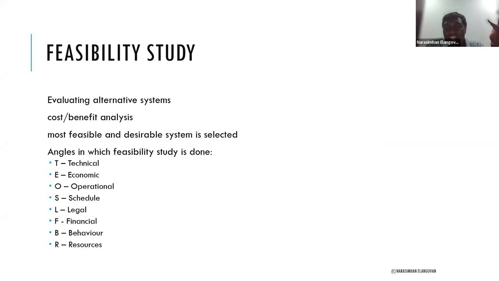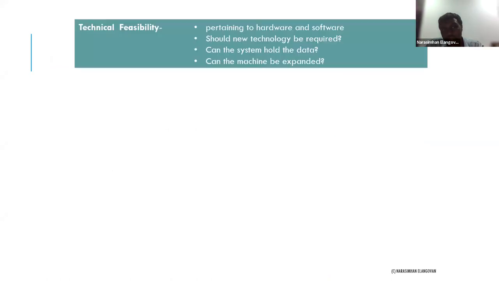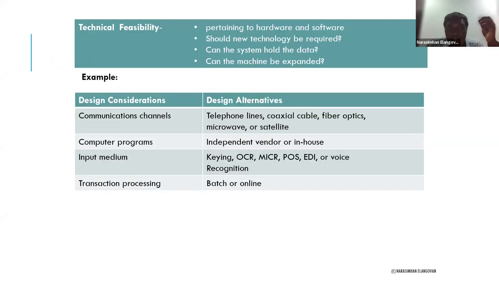Right? What are the angles in which you do a feasibility study? These are the angles, which is a memory code called LOBSTERF. Don't bother about memory codes, but here you need to understand what each of them are. First, technical feasibility. Is the hardware, software, technology, all of this relevant or not? Example, if I want to communicate, I use a coaxial cable, do I have to use a fiber optic? Computer program, do I have to buy a new program? Do I have to independently develop or in-house? Input medium, OCR, character, etc. Transaction processing, real-time, batch processing.